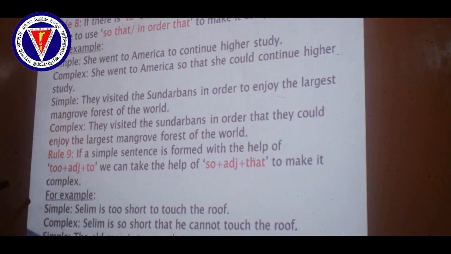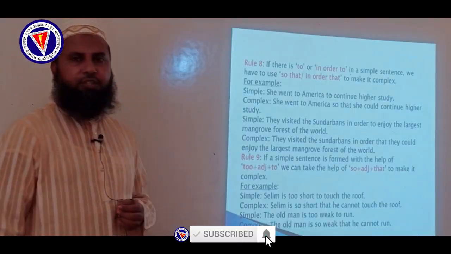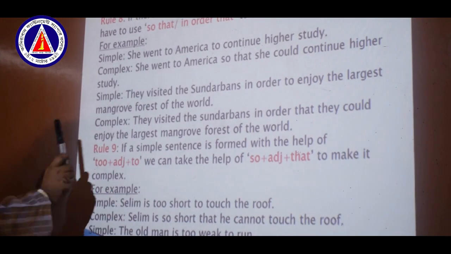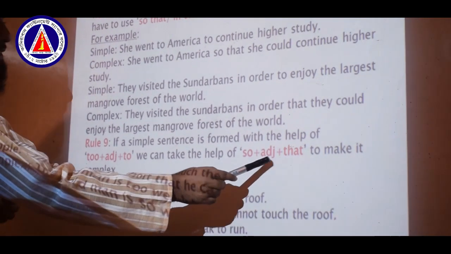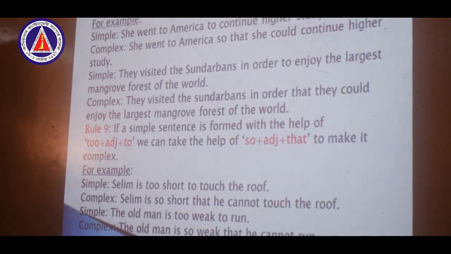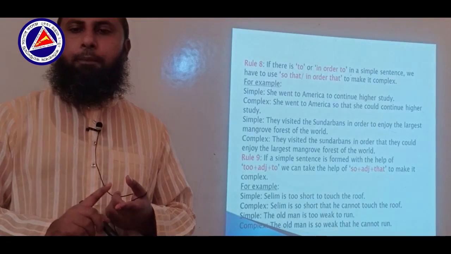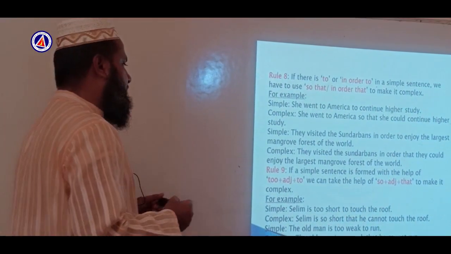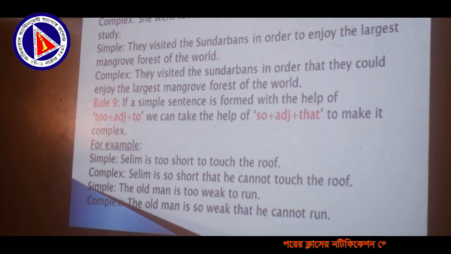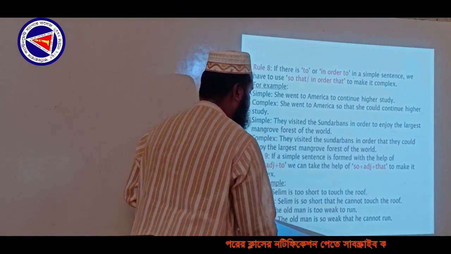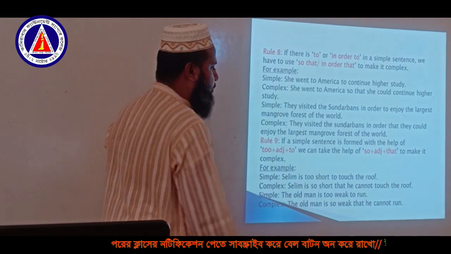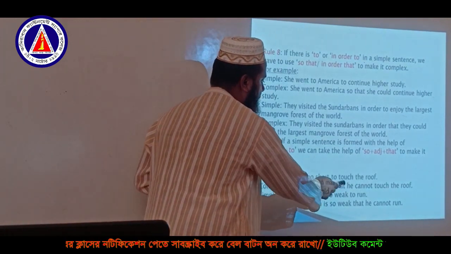Now rule number 9. If a simple sentence is formed with the help of too plus adjective plus to, we can take the help of so plus adjective plus that to make it complex. So there is an example: Selim is too short to touch the roof. Here too plus adjective plus to. So instead of too, I have used so, and instead of to, I have used that.